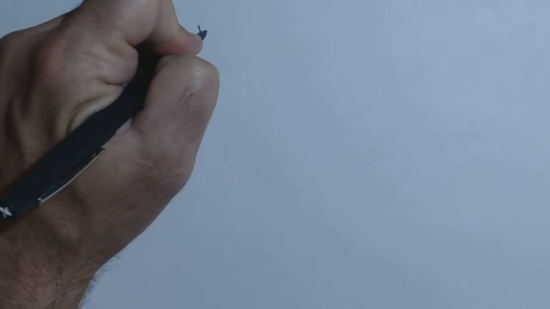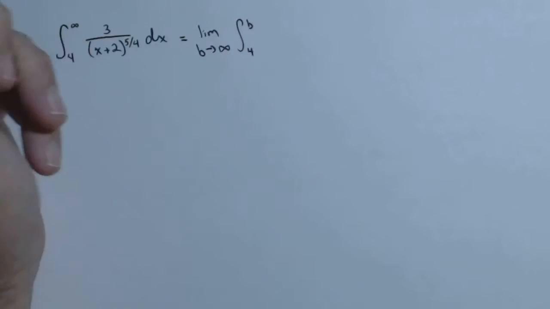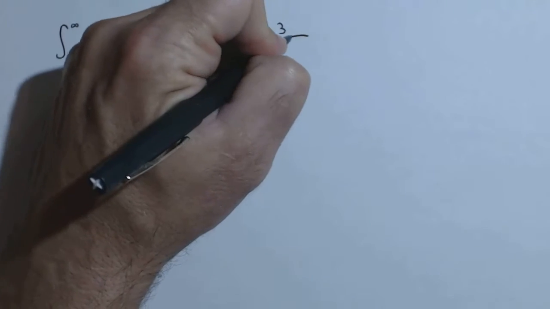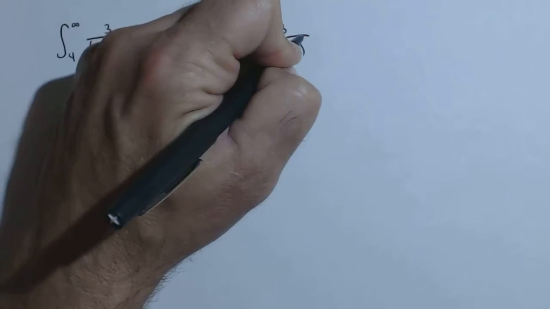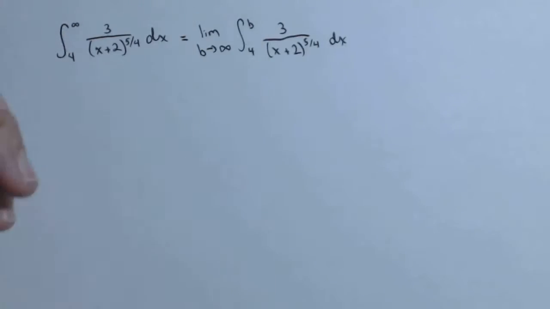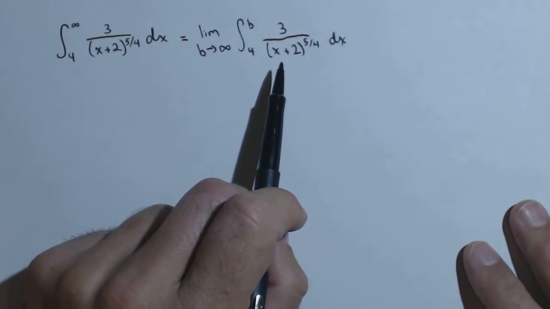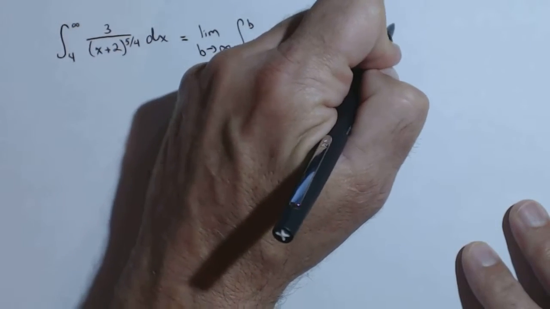So we have an improper integral, and the first thing we're going to do is turn this into a proper integral. So the limit as b goes to infinity of the integral from 4 to b of 3 over (x plus 2) raised to the 5/4 dx. Now we're going to focus on this definite integral, and we might use a u substitution.